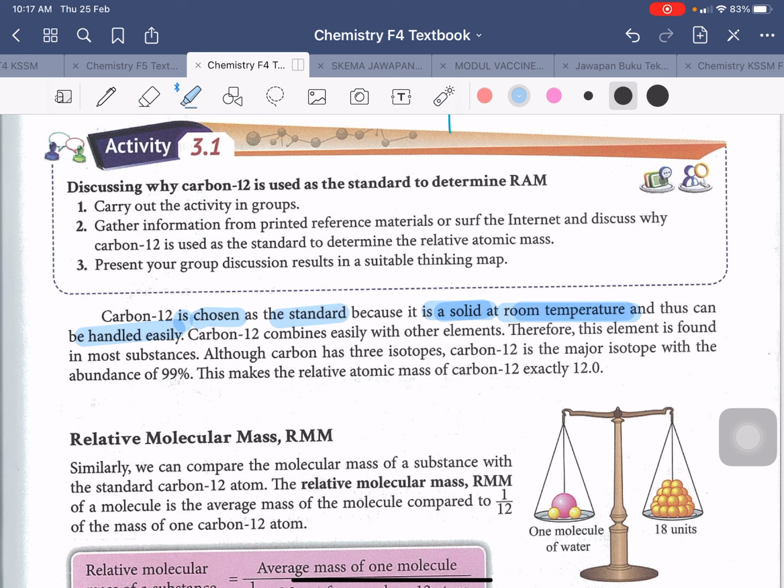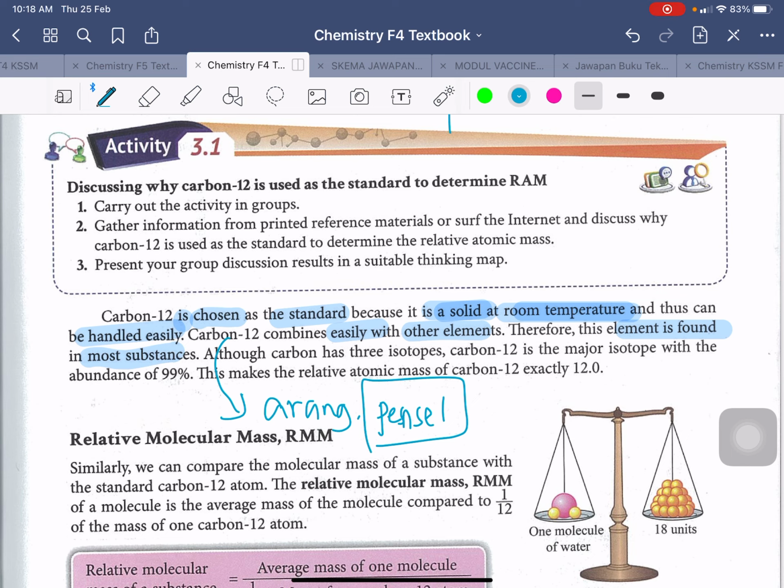Carbon 12 combine easily with other element. Therefore, this element is found in most substance. Sebenarnya carbon 12 ni ada di dalam mana? You know, di dalam arang, di dalam kamu punya mata pensel. Your mata pensel yang 2B, 4B, itulah tu carbon. So although carbon has 3 isotope, carbon 12 is the major isotope of the abundance. This makes the relative atomic mass of carbon adalah exactly 12.0.